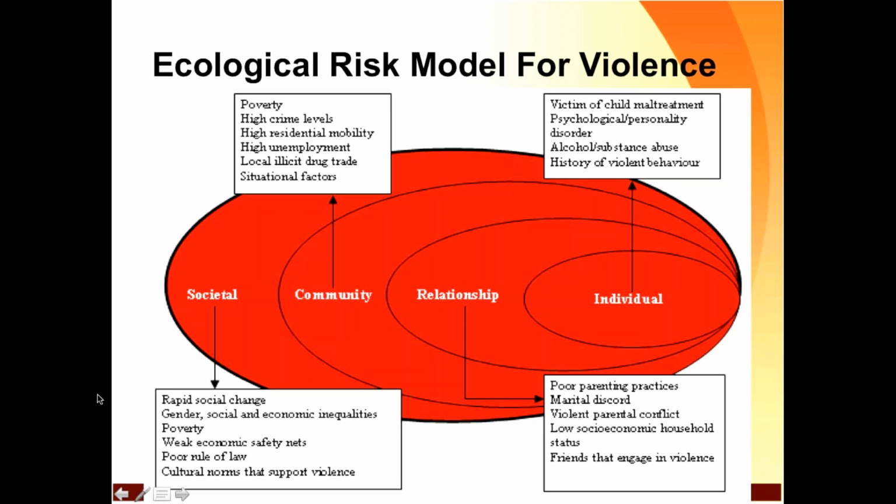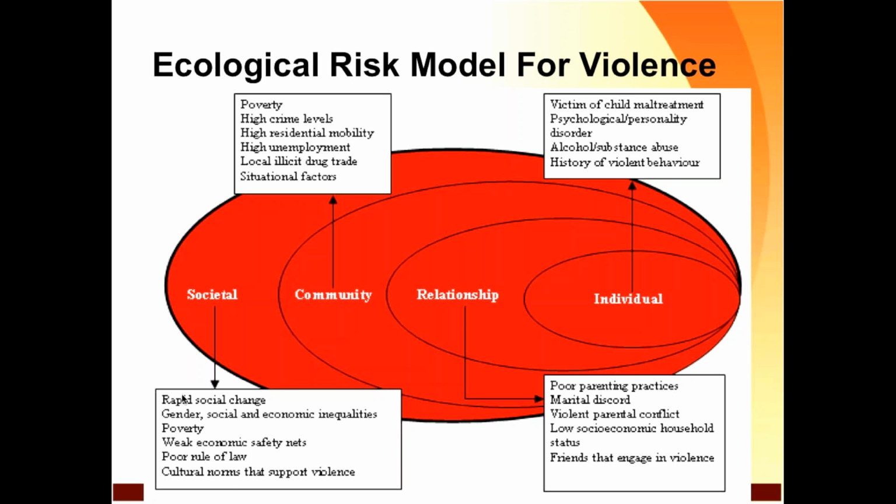Another example would be alcohol laws. So if alcohol is easily accessible all the time, we know that people are at much greater risk for either being a victim or a perpetrator of violence. So you can see now with this kind of model that it's really taking risk and breaking it down into its really detailed aspects. And you can see how having this knowledge enables you to target different aspects for prevention.